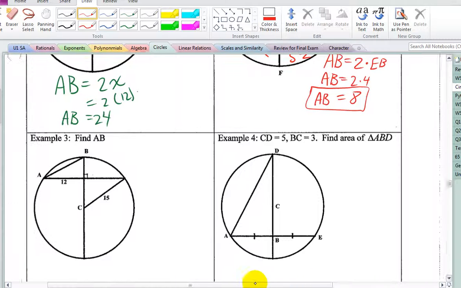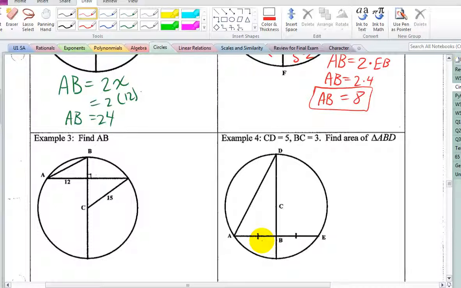Next one. Find AB. Okay, so mark your chord theory, please. What's the first part of the chord theory, what do you have to mark? You have a line from center. You have 90 degrees. So you got to mark those two lines as being equal. Okay. And this is 12.